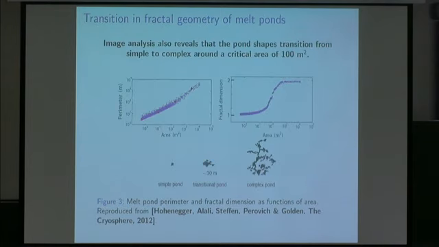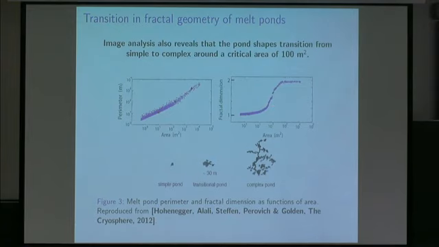The second geometric feature is from Ken's group. The second feature is that as the pond size increases, the local fractal dimension will actually increase from 1 to 2 around the critical area of 100 meters squared. On the left is a scatter plot of area versus perimeter. On the right is the fractal dimension computed using a suitable method. And you can see that the fractal dimension increases from 1 to 2 right around 100 meters squared.